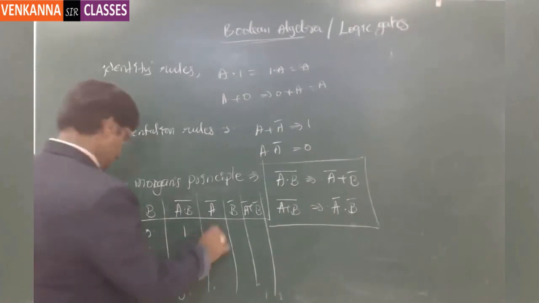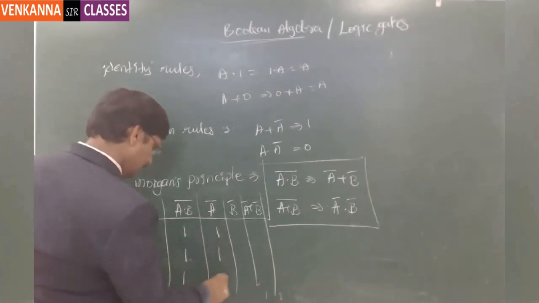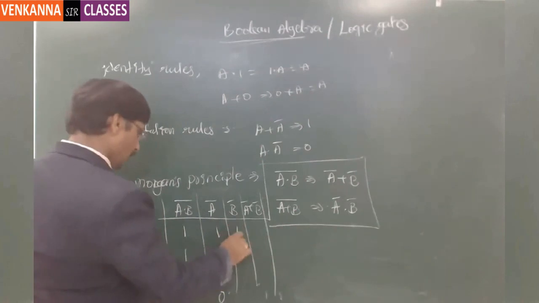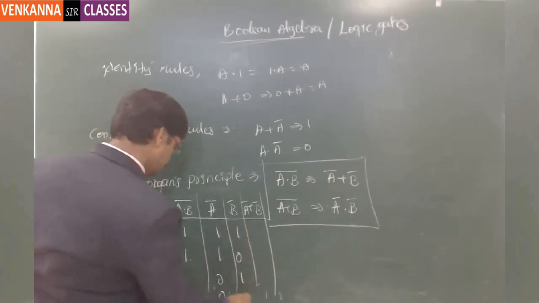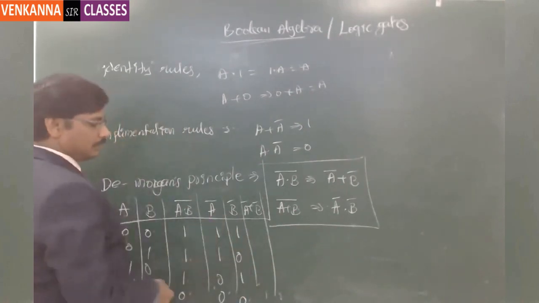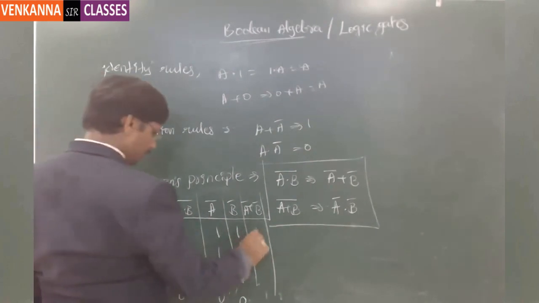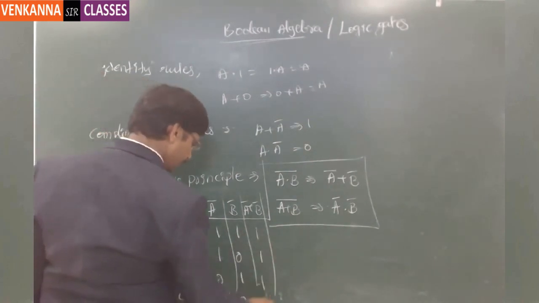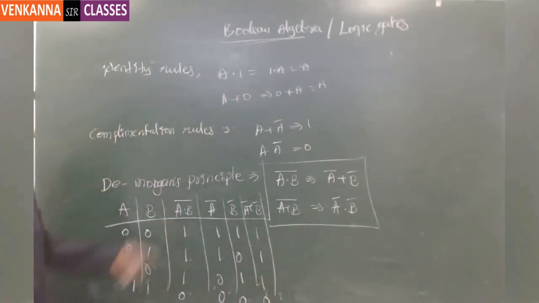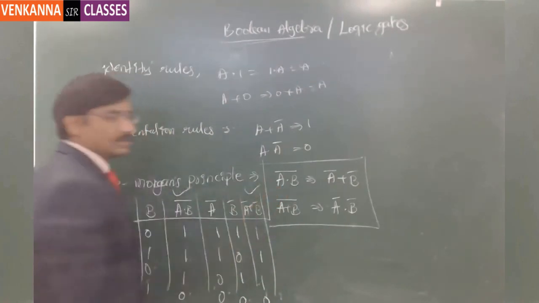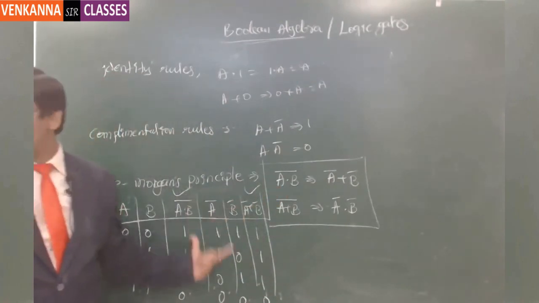Similarly, a bar is 1 1 0 0, and b bar is 1 0 1 0, and a bar plus b bar: if you add these two, this is going to be 1, this is 1, this is 1, and this is 0. If you notice, this one and this one are one and the same. So this was the rule stated by De Morgan.